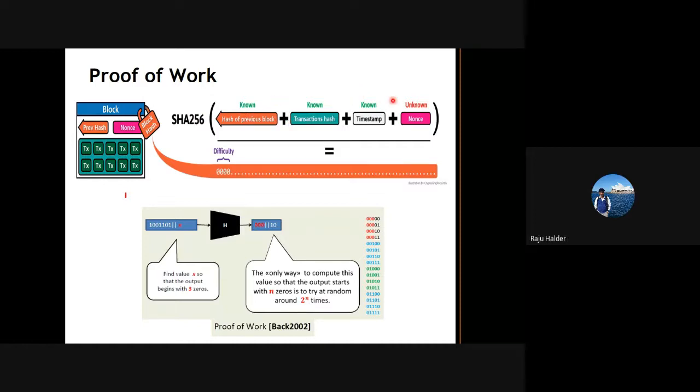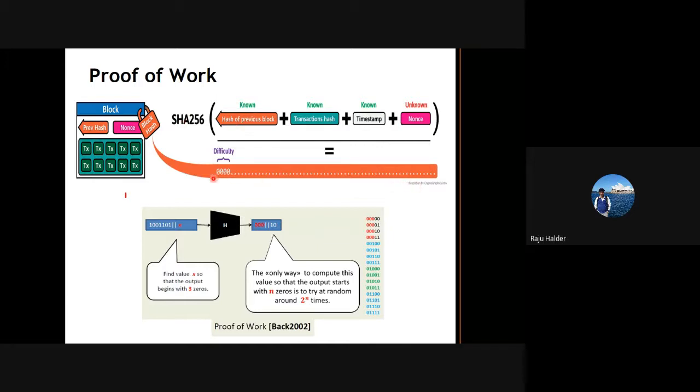And after applying the hash function, whatever hash value is obtained, there must be a required number of zeros at the beginning. For example, if you are acting as a miner, you can create a block by considering a number of transactions. After that, you have to apply the hash function and you will get the hash value.